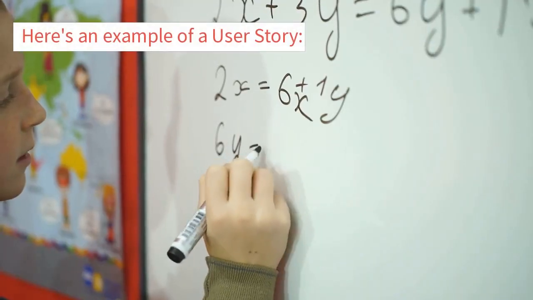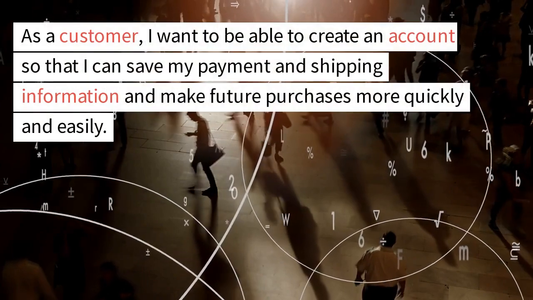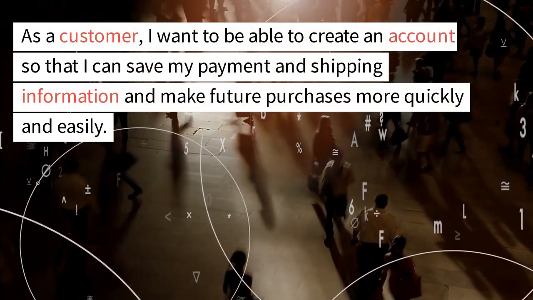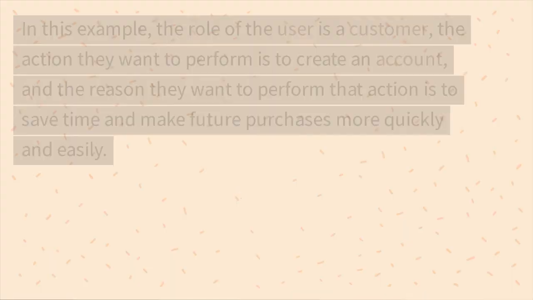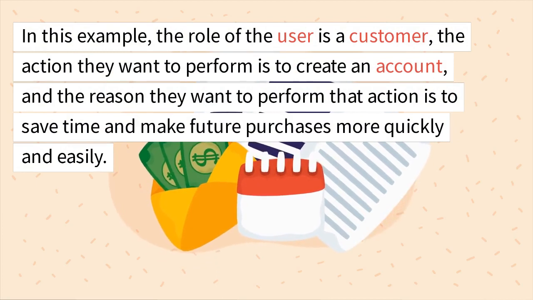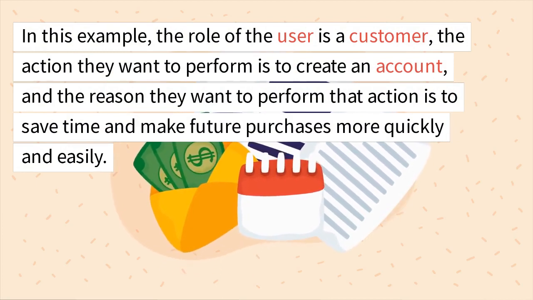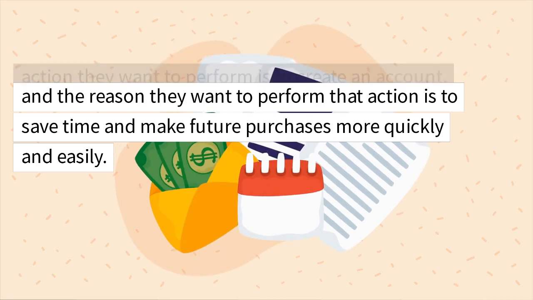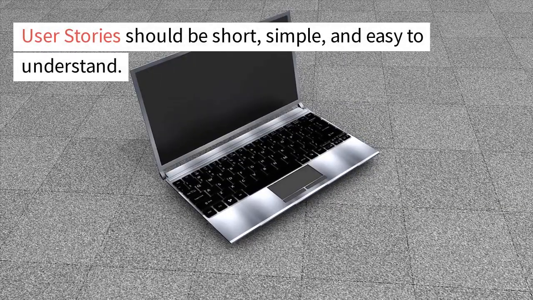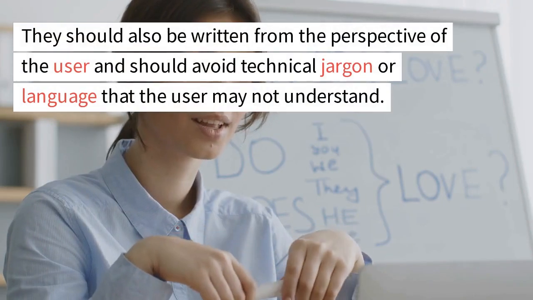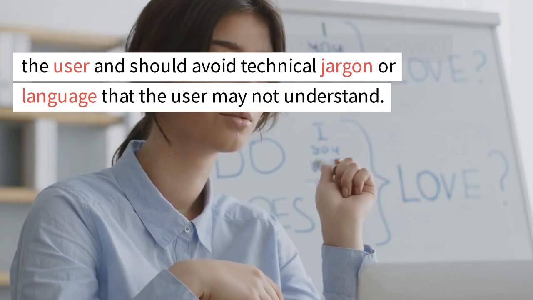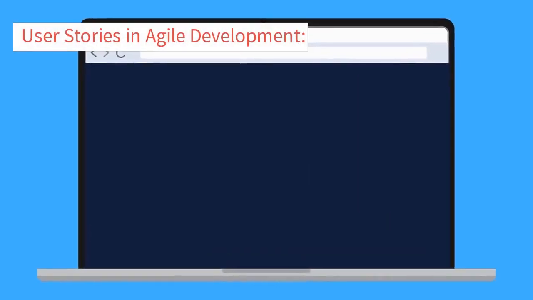Here's an example of a user story. As a customer, I want to be able to create an account so that I can save my payment and shipping information and make future purchases more quickly and easily. In this example, the role of the user is a customer, the action they want to perform is to create an account, and the reason they want to perform that action is to save time and make future purchases more quickly and easily. User stories should be short, simple, and easy to understand. They should also be written from the perspective of the user and should avoid technical jargon or language that the user may not understand.